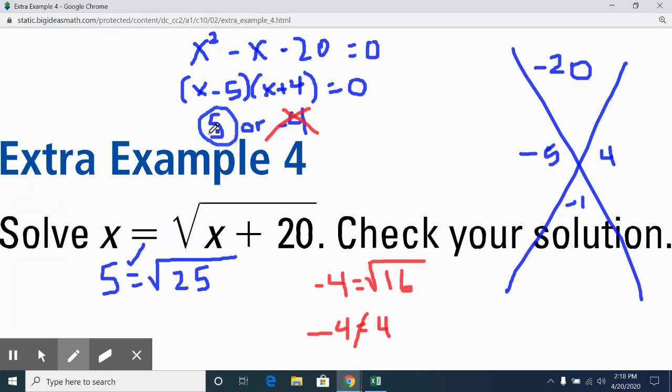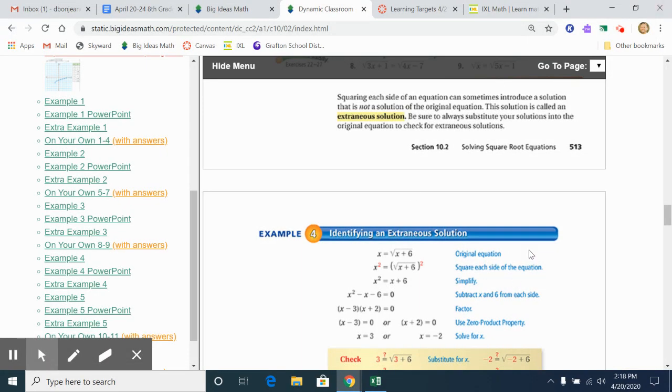Like I said, there are examples, which you're going to see in Big Ideas, the assignment you're about to do, where you plug both numbers in and they both work. But then there are other times that, as you can see here, 5 worked, negative 4 did not. It makes the equation false. So hopefully that made sense.